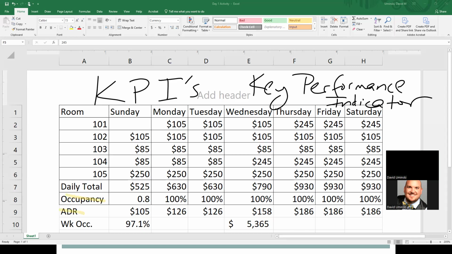One of them is occupancy. How full is our hotel? How occupied is our hotel? You'll notice this first day, I only sold 4 rooms. There's an empty room up here, so that means my occupancy is only 80%. I'm not full. I have 4 out of my 5 rooms sold. Because I have 5 rooms sold, I have 100% occupancy. Our goal is to get to 100% occupancy.